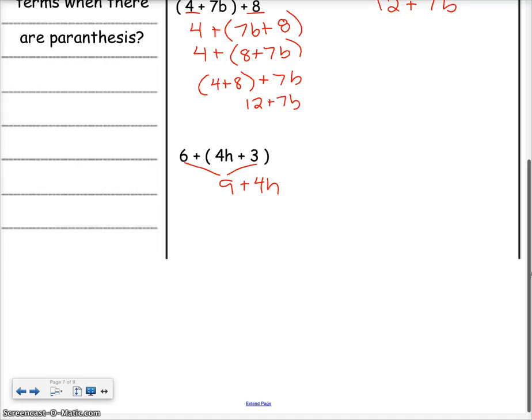That's that. But you know what? Remember I always said I like my variables first. Commutative property says I can put it first. 7b plus 12. Commutative property says I can put them first. That gets you prepped up for slope-intercept soon.